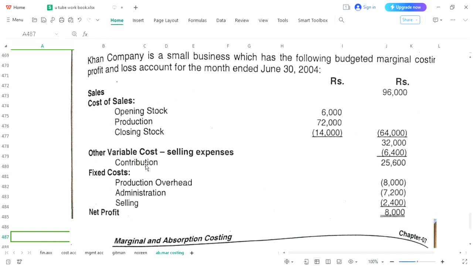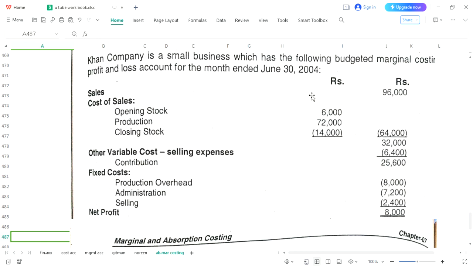Secondly, this word is very important: contribution. When you subtract your cost from sales, you get your contribution. So what type of costing is it? Hopefully someone will give the correct answer. It is marginal costing. The statement present over here is marginal costing.